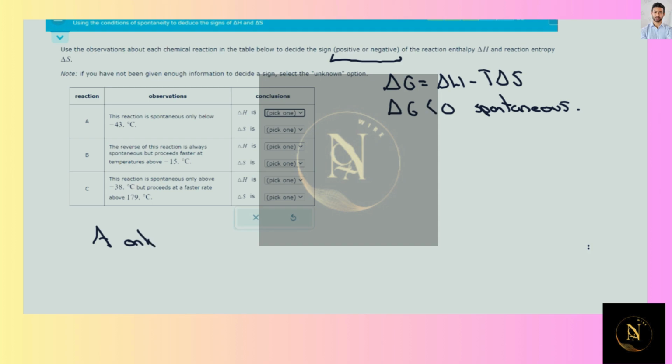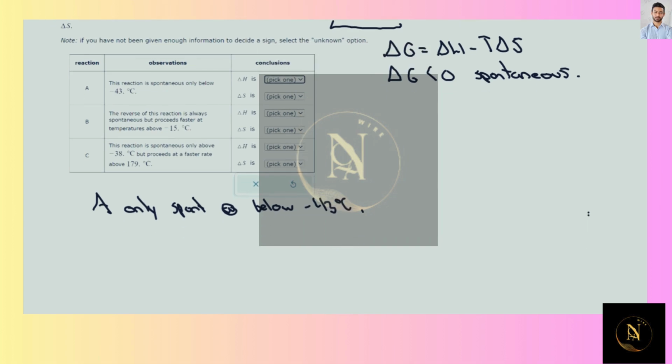is that the reaction is only spontaneous at below minus 43 degrees Celsius. Remember that the temperature is not going to have a negative sign because we need to convert it into Kelvin. And this in particular would correspond to a temperature of 230 Kelvin, right? So what is going to occur is that for the delta G to be lower than zero only below minus 43 degrees Celsius, what needs to happen is that delta H needs to be lower than zero, and delta S is going to be also lower than zero.